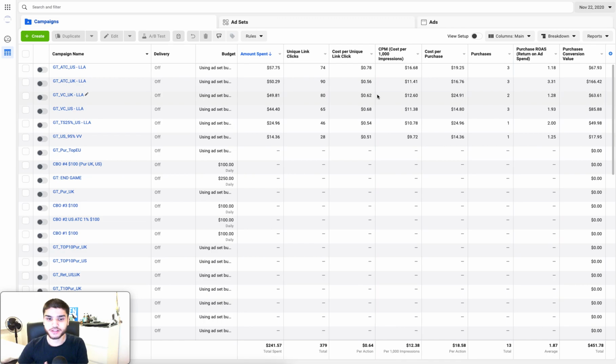These lookalike audiences are becoming stronger and stronger for every day that goes by. Remember, every 3 days, I'm looking at the audiences and disabling what's not working. So once we're left with what's working, our return on ad spend is going to jump, right? So we only have a 1.87, and it's profitable, right?